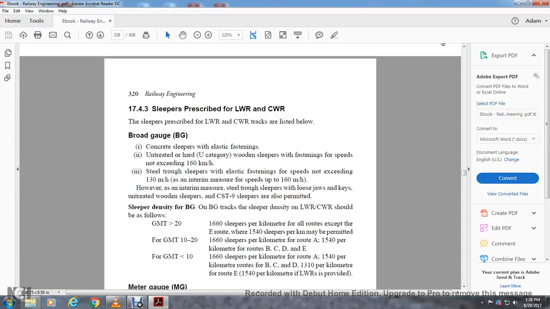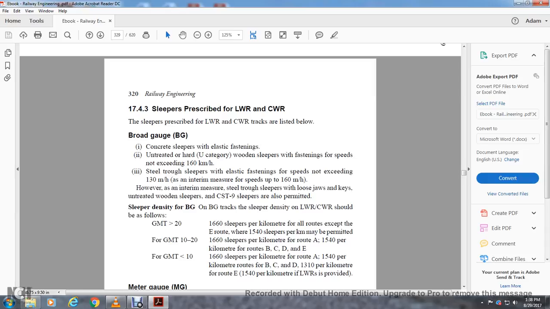17.4.3 Sleepers prescribed in the long welded and continuous welded rail. Sleepers prescribed in the long welded rail and continuous welded rail are listed below. Broad gauge concrete sleepers with elastic fittings. Untreated wooden sleepers with fastening, with a speed not exceeding 160 kilometers an hour. Steel trough sleeper with elastic fitting, with a speed not exceeding 130 kilometers an hour, as an interim measure. Speed of 160 kilometers an hour. However, as interim measures, steel sleeper with loose jaw keys and untreated wooden sleeper, the CTS sleeper is also permitted.